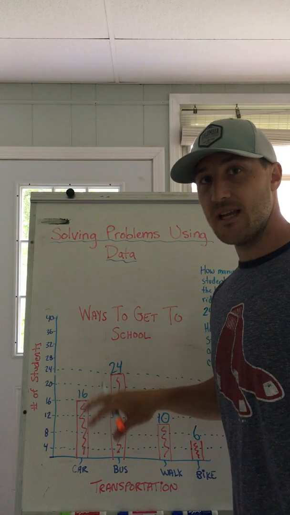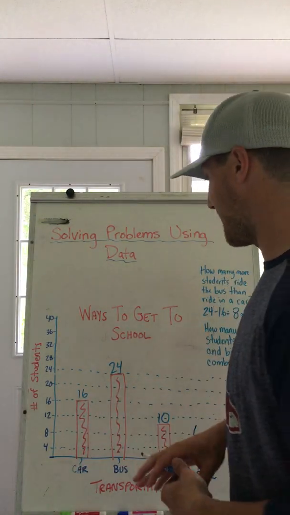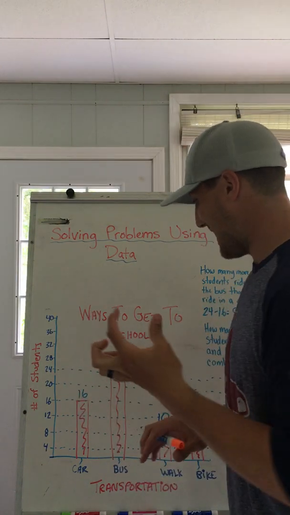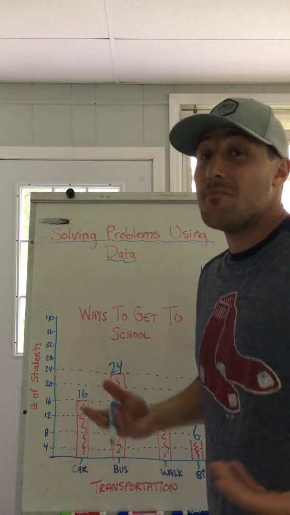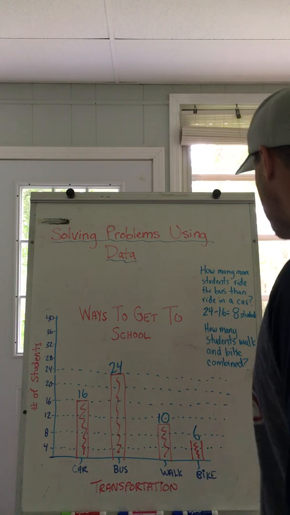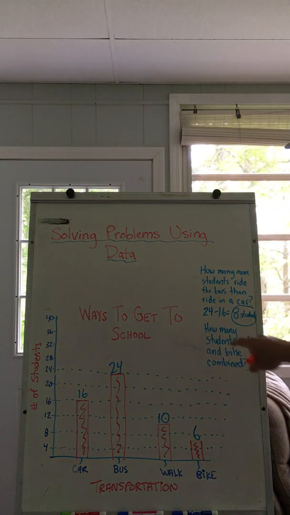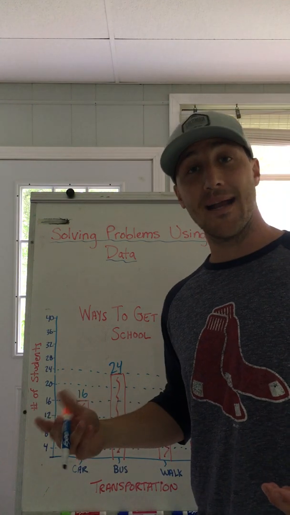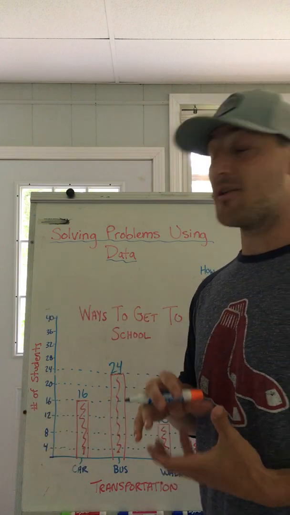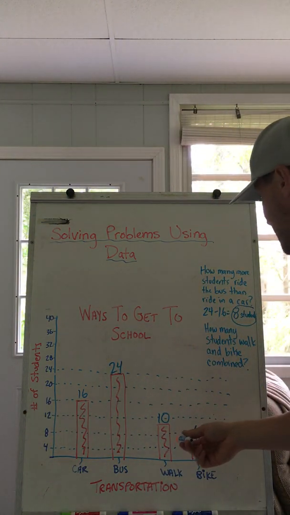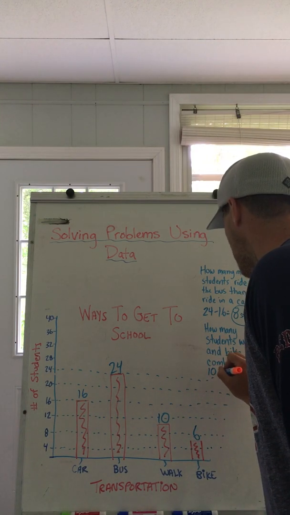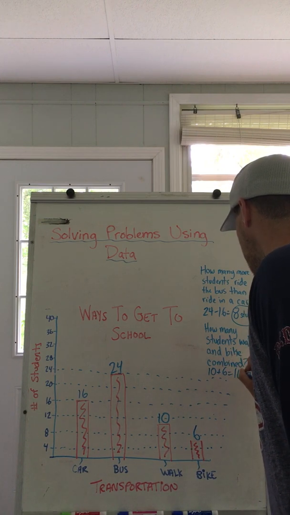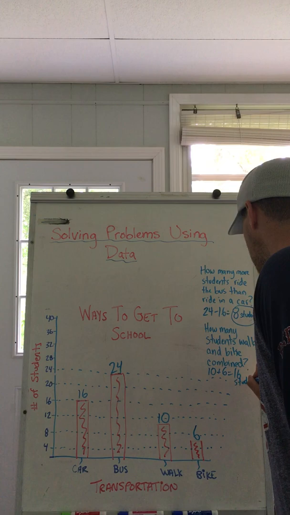And now if I didn't have these bars labeled, that would have been a really tough question to answer. But labeling them, having the numbers to work with, makes it easier for us. Let's take a look at the second question. How many students walk and bike combined? Ooh, the word combined is letting me know that I'm going to have to add or use addition. So let's see, we have 10 students that walk and 6 students that bike. So I'm just going to add 10 plus 6 equals 16 students.